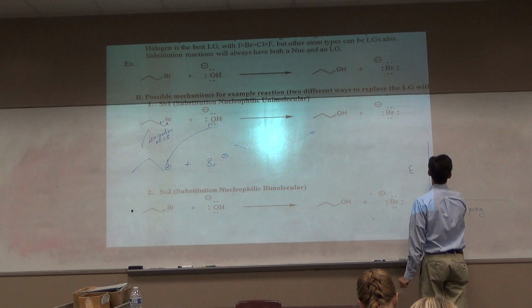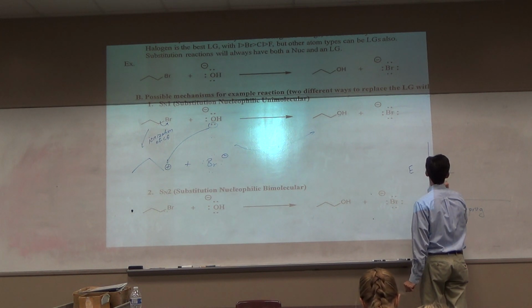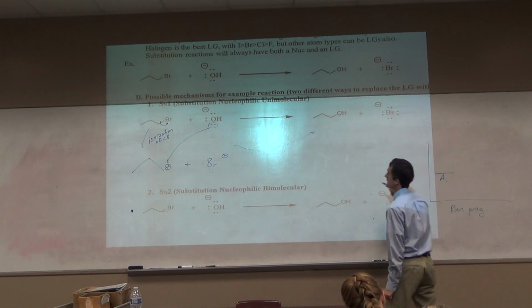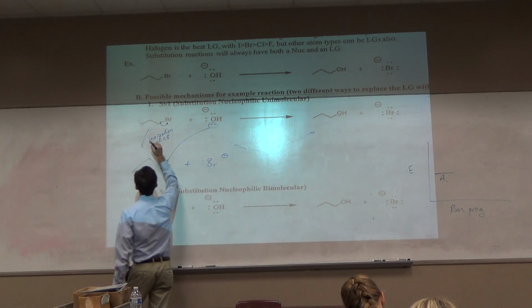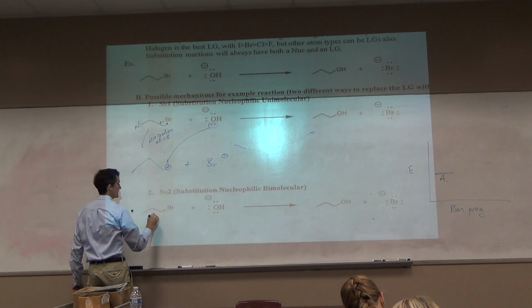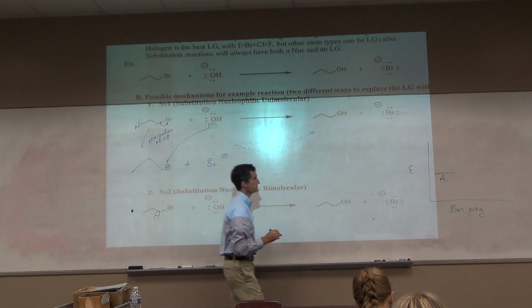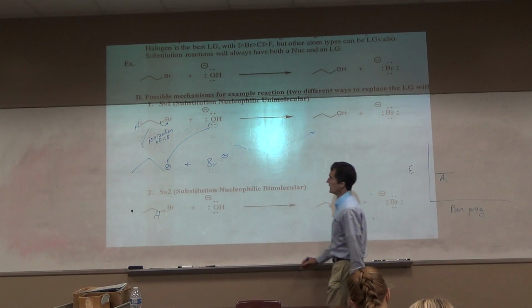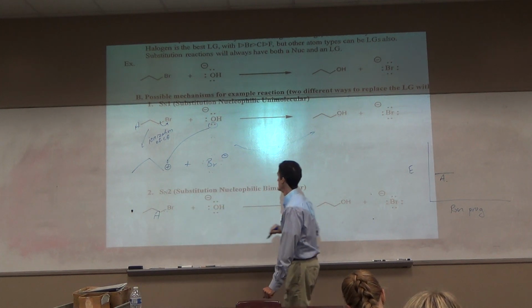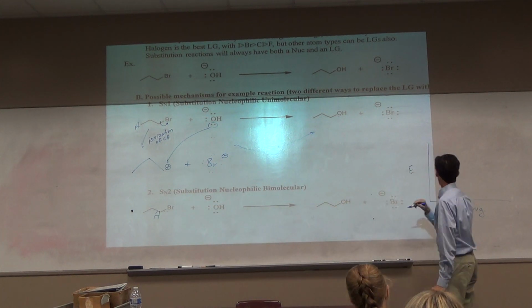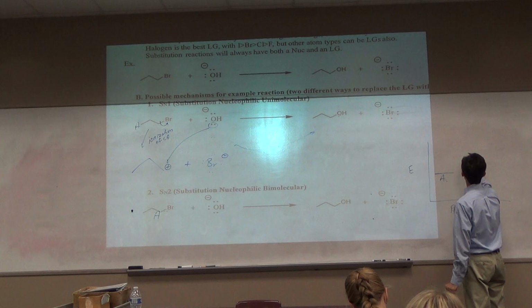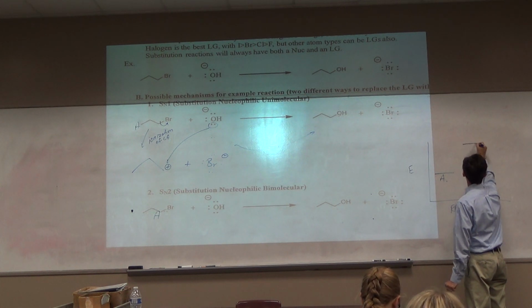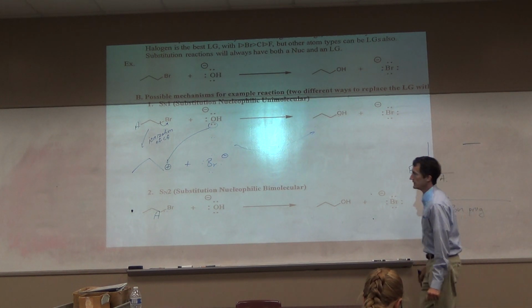We start with A, which is our alkyl bromide. What do we go to next? Any type of intermediate? Organic intermediate? We made a carbocation. What type of carbocation did we make? Primary. What do you think about that?